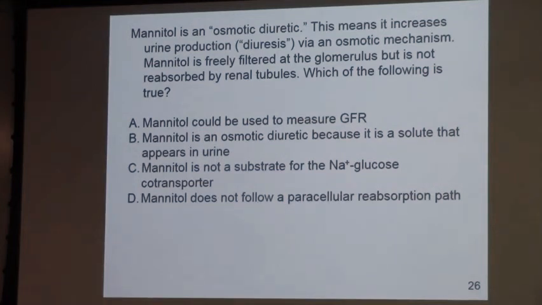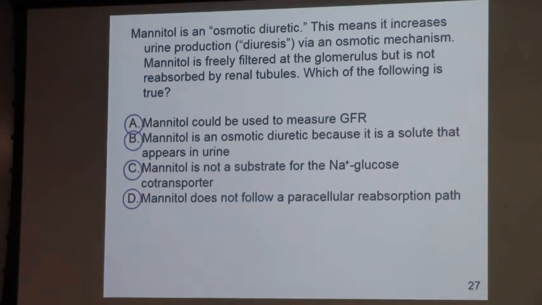Many of you are getting it all right. They're all true statements. Mannitol: remember that creatinine was a good measure of GFR because it was freely filtered and not reabsorbed, which is true of mannitol as well. So mannitol is freely filtered and not reabsorbed, so it could be used to measure GFR. It's not very much, but it could be.